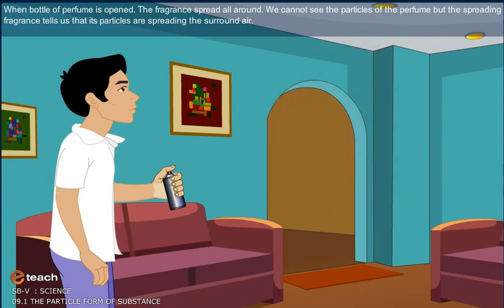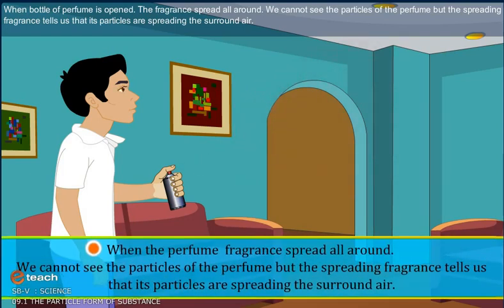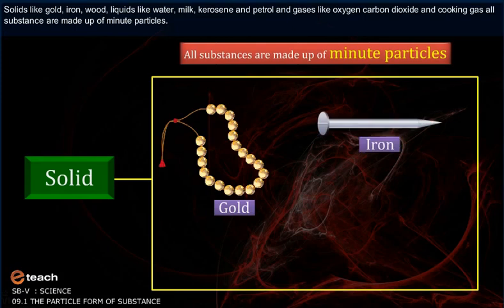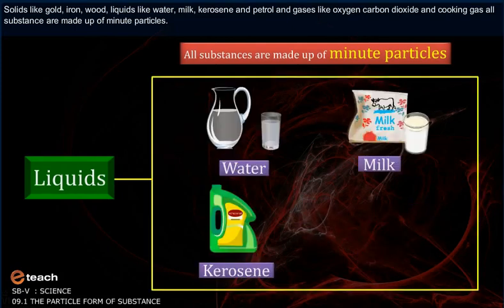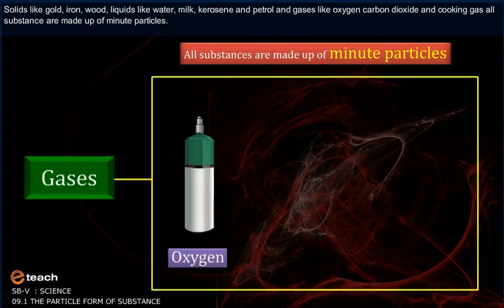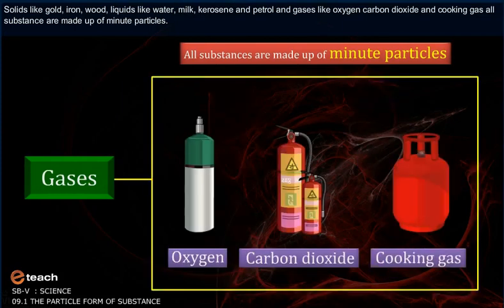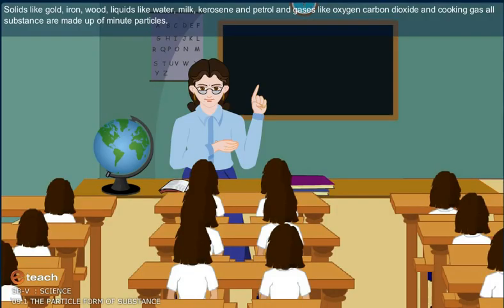When a bottle of perfume is opened, the fragrance spreads all around. We cannot see the particles of the perfume, but the spreading fragrance tells us that its particles are spreading in the surrounding air. Solids like gold, iron, wood, liquids like water, milk, kerosene and petrol, and gases like oxygen, carbon dioxide and cooking gas, all substances are made up of minute particles.